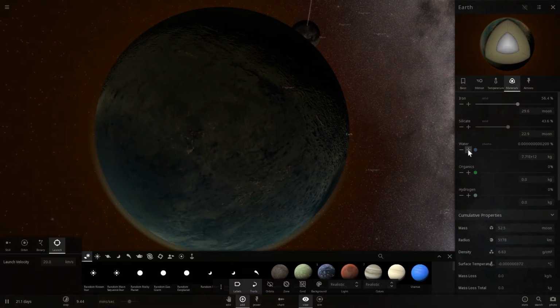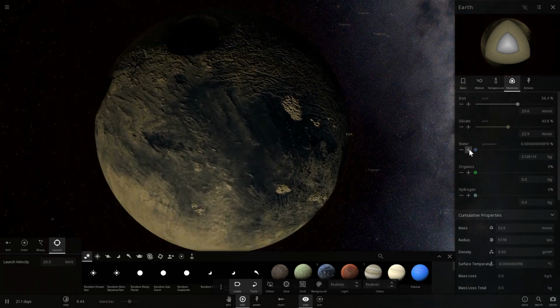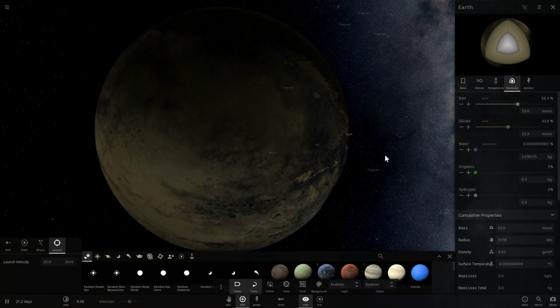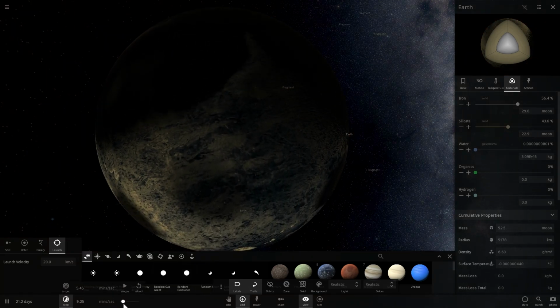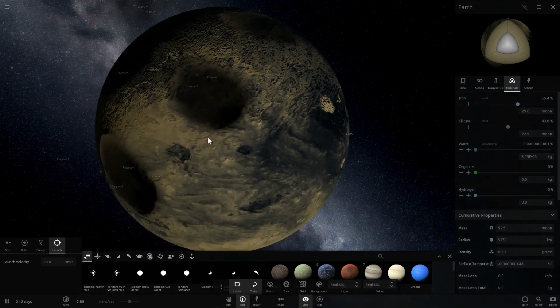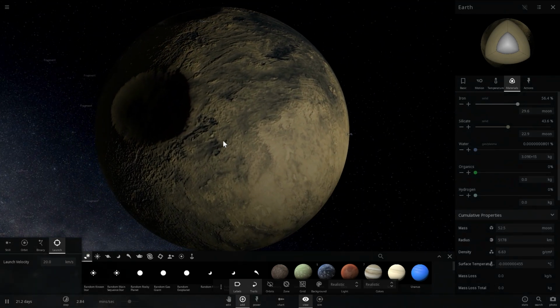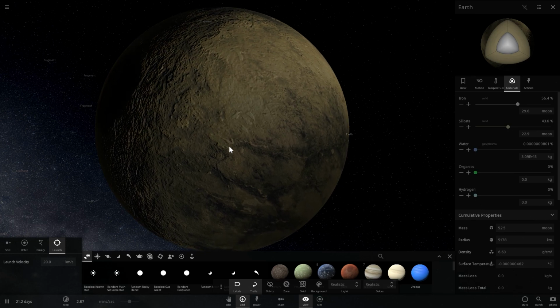Now it doesn't actually have any water in it. We're gonna add some water, and you'll notice that there's actually a very big crater here, right around here. There you go. There's a crater in this region. That's because of the collision with Theia.